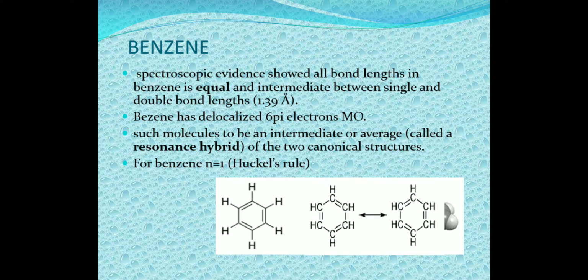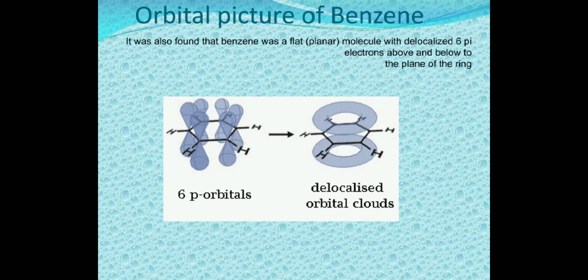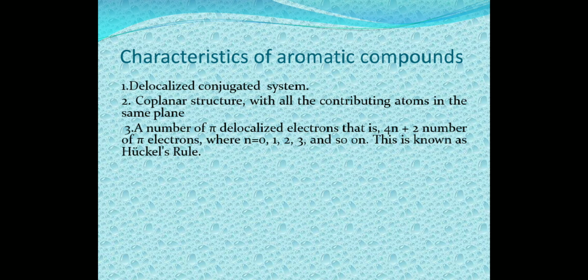And lastly, all the 6 pi electrons in benzene are delocalized above and below the plane of the ring. It has been very clearly shown in this molecular orbital picture of benzene, where the 6 p orbitals form the delocalized pi molecular orbitals, shown above and below the plane of the ring.